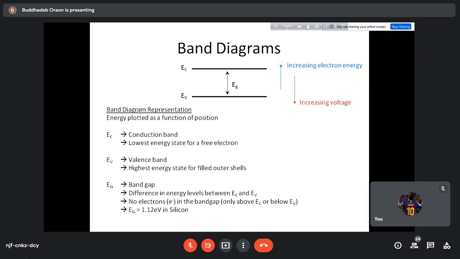So these are some of the notations we use. EC indicates the lowest energy state of a free electron in the conduction band. Then the valence band is the highest energy state for the filled outer shells. Then there's an energy gap, the difference between EC and EV. This band gap plays a very important role, and based on it we can classify materials as semiconductor, insulator, conductor, or other types of materials.